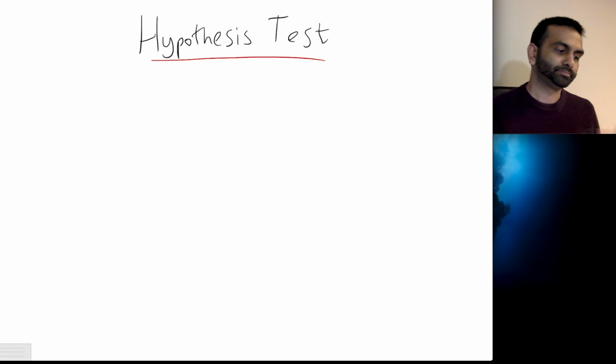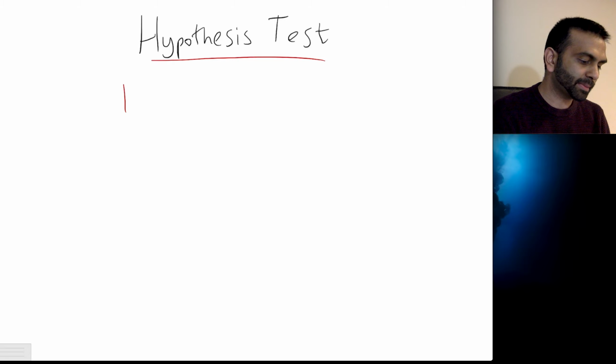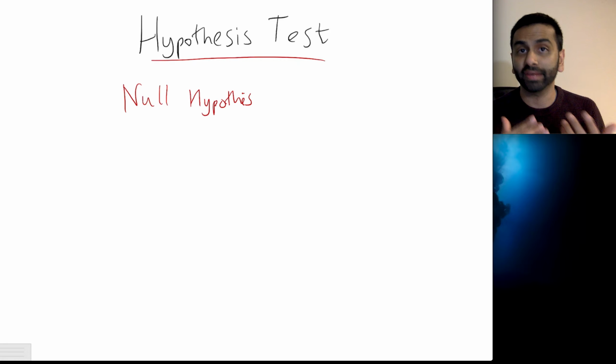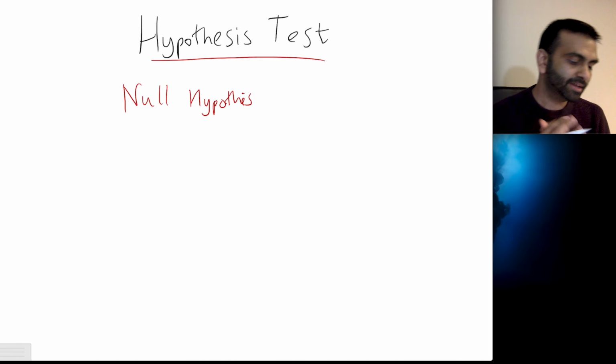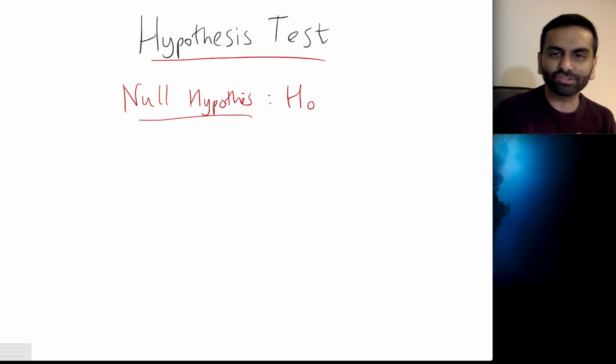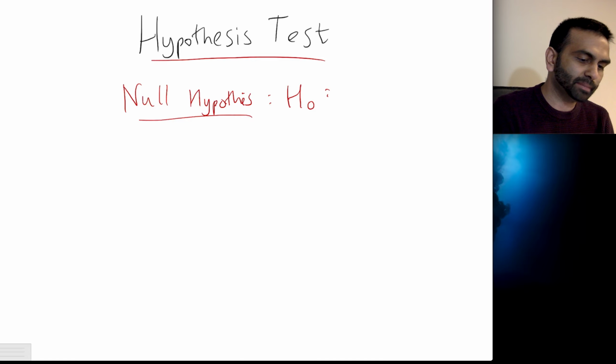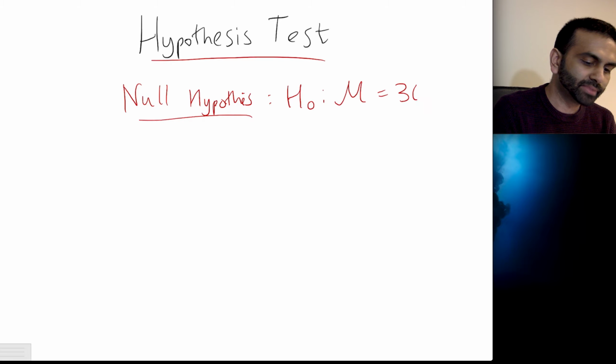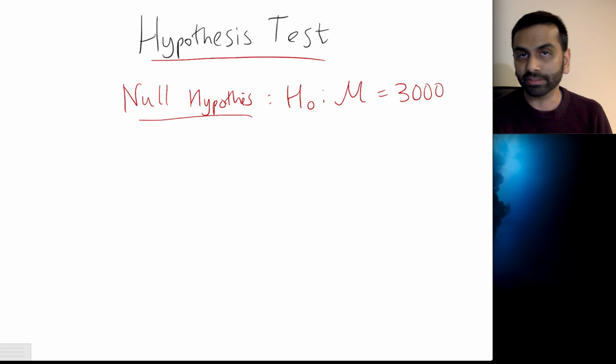So essentially, here's how your hypothesis test usually starts. The logic of it is that we're going to have what's called a null hypothesis. The null hypothesis is basically the guess. Your buddy's guess is the best way to think about what the null hypothesis is. That's usually called H0. So H sub 0 is the null hypothesis. And in this case, the null hypothesis is that the true mean is 3,000.